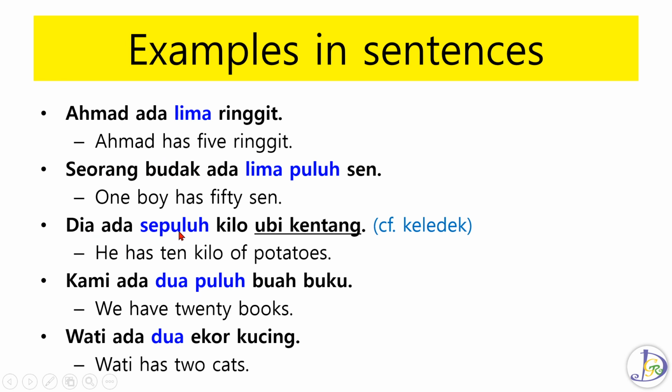Dia ada 10 kilo ubi kentang. He has 10 kilograms of potatoes. Kentang, potatoes. Keledek, sweet potato. Kami ada 20 buah buku. We have 20 books. Wati ada 2 ekor kucing. Wati has 2 cats.